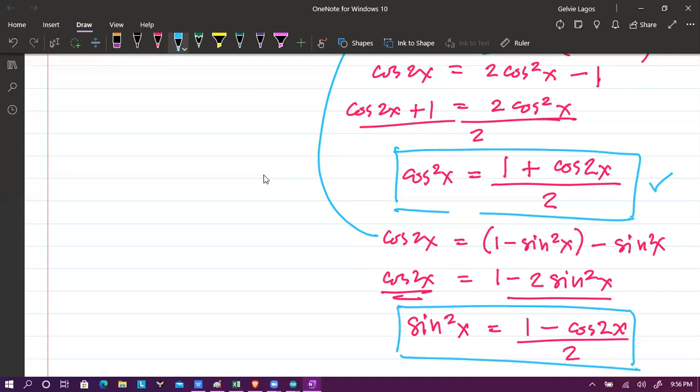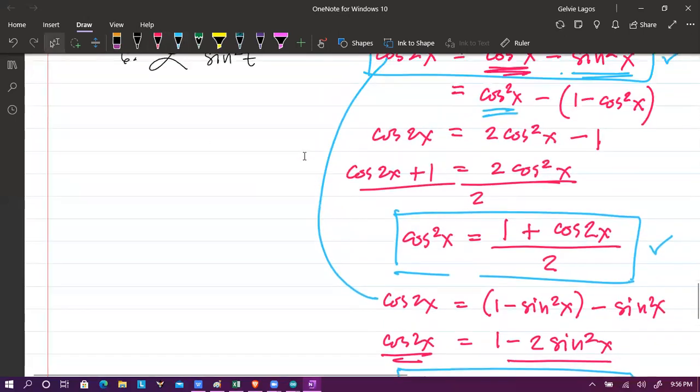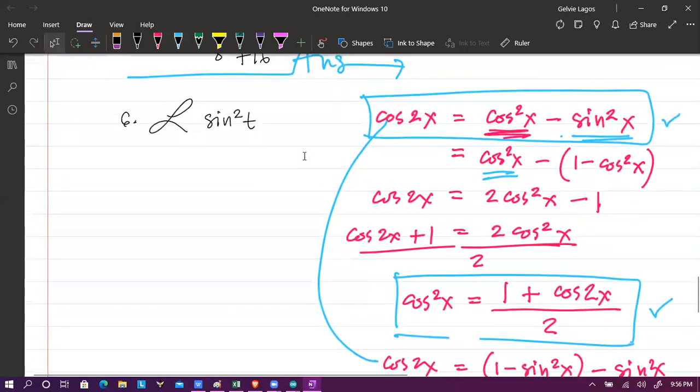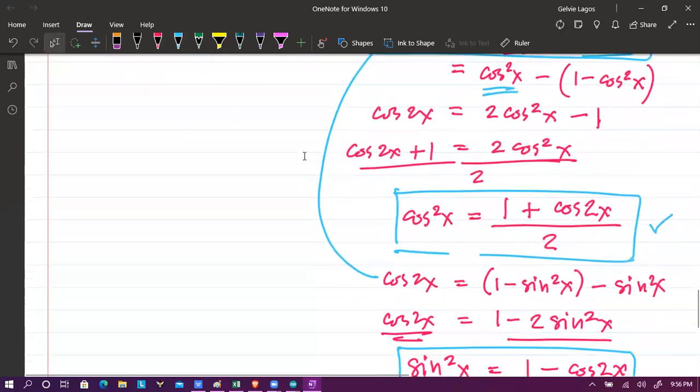That is why it is very important if you know how to derive the formulas, because you don't need to memorize all of this. Just use the derivation from the basic trigonometric identities, and you have your derivation.